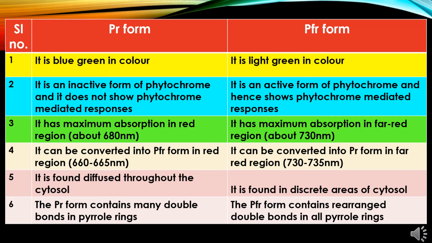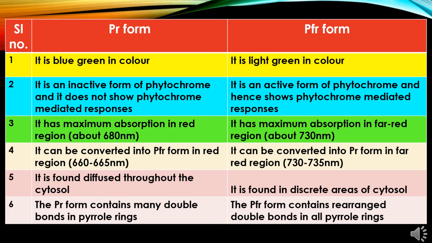In this chart, we will study the Pr form and Pfr form of the pigment. First, the Pr form is blue-green in color while the Pfr form is light green in color. Second, the Pr form is an inactive form of phytochrome and does not show phytochrome mediated responses, while the Pfr form is an active form of phytochrome and hence shows phytochrome mediated responses.